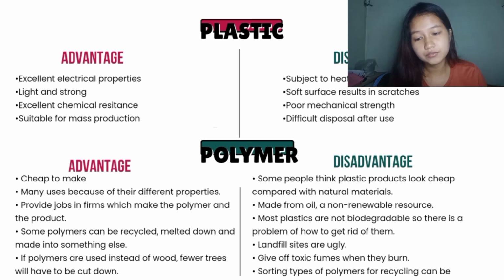Next is give off toxic fumes when they burn. Polymers have several toxic constituents like phthalates, polyfluorinated chemicals, bisphenol A or BPA, brominated flame retardants, and antimony trioxide, which can leach out and have an adverse effect on environmental and public health.